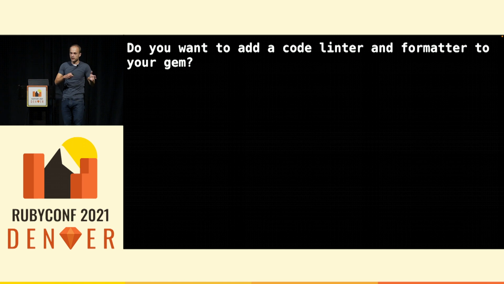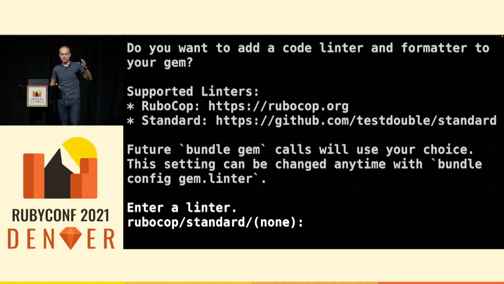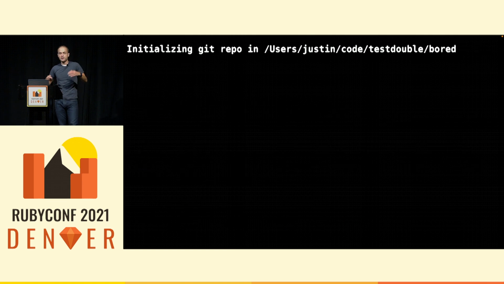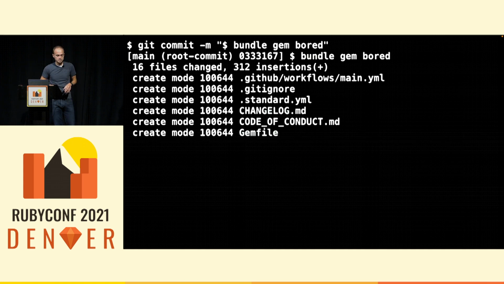And then do you want to add a code linter and formatter? So your options here are RuboCop and Standard. This is the first thing I ever contributed to Bundler, is this feature. I was excited to do it because we maintain Standard at Testable, so I'm going to use Standard. And then it initializes a Git repo here. And then the next thing I do is I just run git commit bundle gem board. Whenever I generate a new file, a new project, I like to commit it right away, so that way anything that I change I know is something I did. So let's go ahead and commit it.